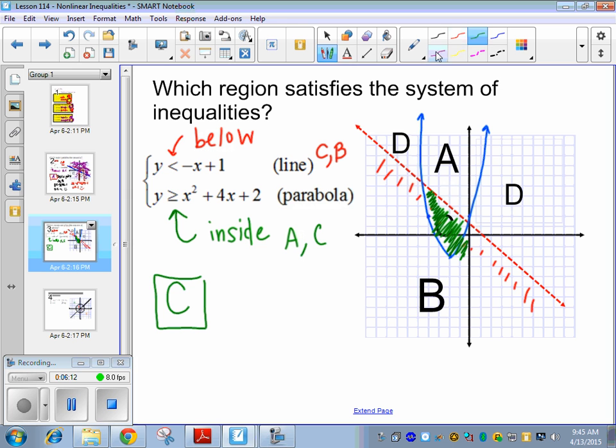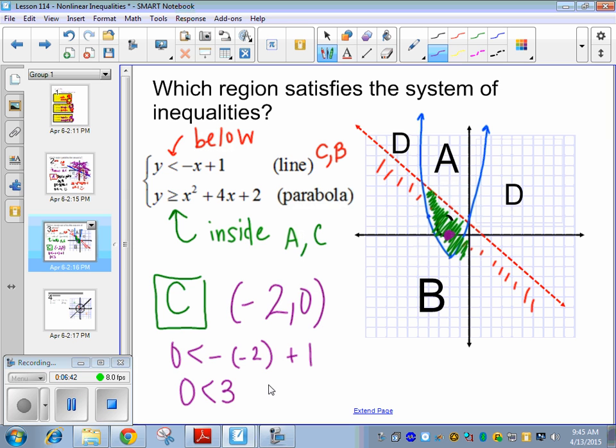Now we need to test a point. So Ethan, what's a good point to test inside this parabola? Maybe right here. Okay, negative 2, 0 would be a good point to test. So we plug 0 in for y here. And I have a negative, and then I'm plugging in a negative 2, and then plus 1. So this is the line. Negative, negative makes a positive 2, plus 1. So 0 is less than 3. Is that true? Yes, 0 is less than 3.